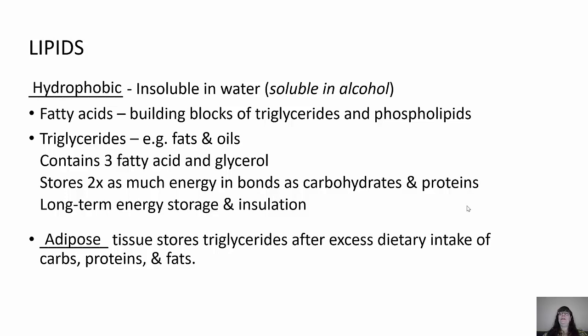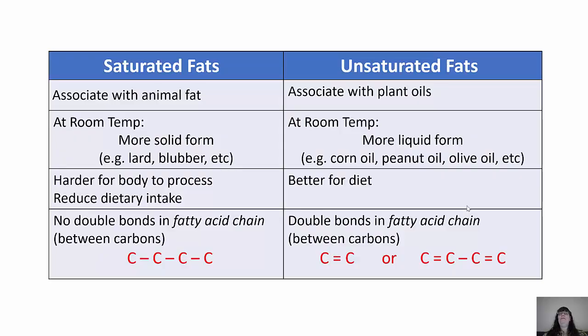Adipose tissue stores triglycerides after you exceed your dietary intake of carbs, proteins, and fats. Now, we have 2 types of fat, saturated and unsaturated. Saturated fats are associated with animals. Unsaturated are associated with plants. Saturated fats are solid at room temperature. So just remember saturated, solid. Unsaturated fats are liquid at room temperature.